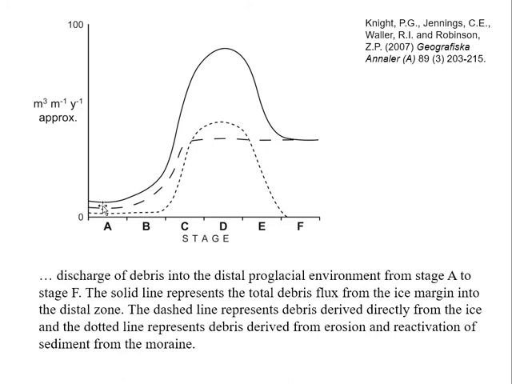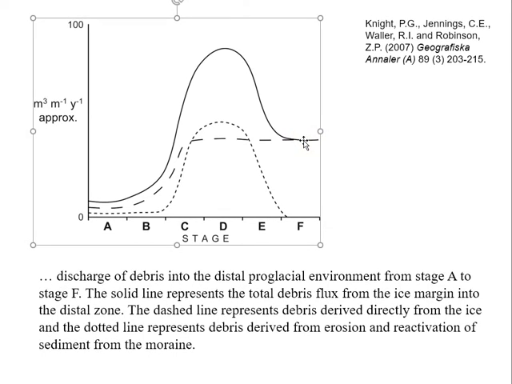The dashed line in the middle of the tree at the left-hand side represents how much debris is being produced into the distal proglacial environment directly from the glacier itself. And at stage A and at the beginning of stage B, not much at all is going to make it through to the proglacial environment because a lot of it gets trapped within and behind the moraine. But then as you move forward into stage C, and from then on, you have a much higher amount of debris being released from the glacier directly into the proglacial zone, and therefore making its way away from the glacier.